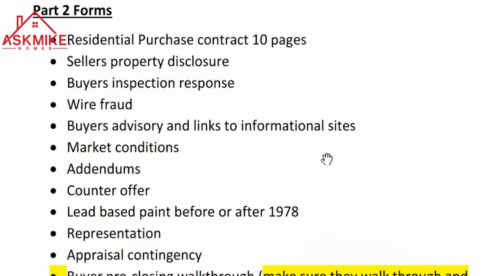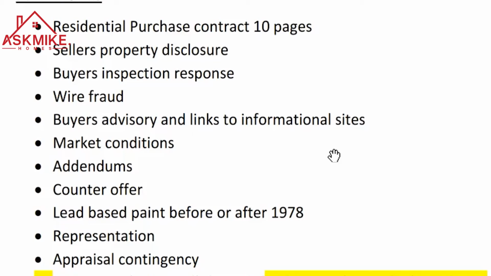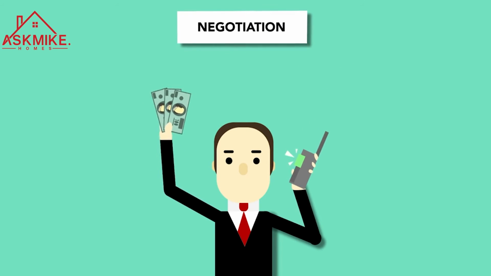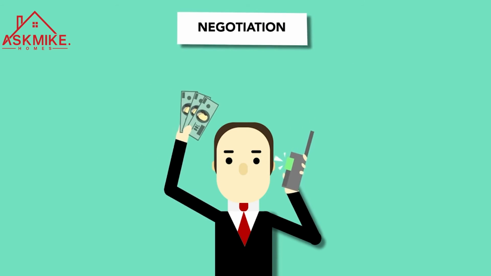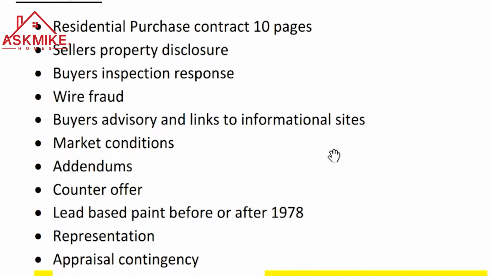The next thing that's going to be needed in the purchase contract most likely is an addendum. An addendum is a form where any changes to the contract can be done on this addendum. The next form is a counteroffer form. That is used during the negotiations of the general contract. It can be used for purchase price, terms and conditions, and other things in the purchase contract.